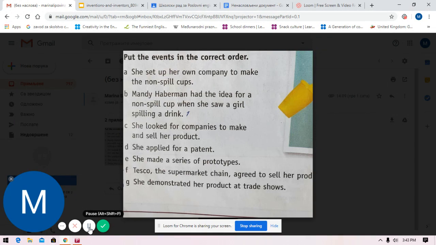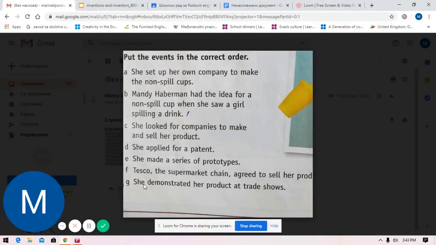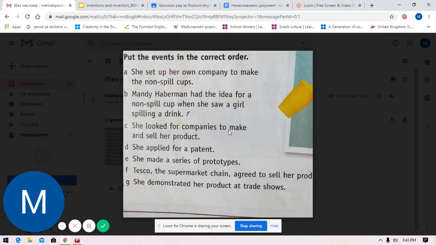I'm going to read to you an interview with Mandy Haberman, inventor of a non-spill cup for children, and your task here will be to put the events in the correct order. So you have 1, 2, 3, 4, 5, 6, 7 sentences which are mixed up. You are going to listen to the interview and to put these sentences in the correct order according to the listening part. Okay. Let's get started.